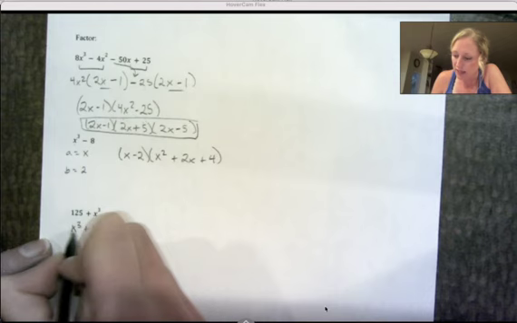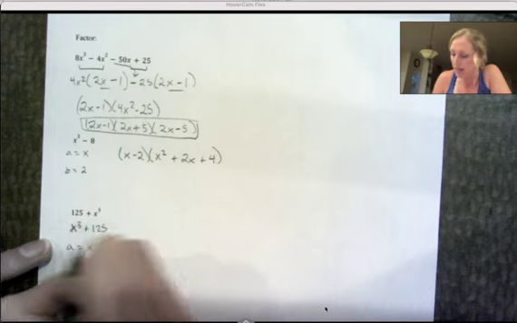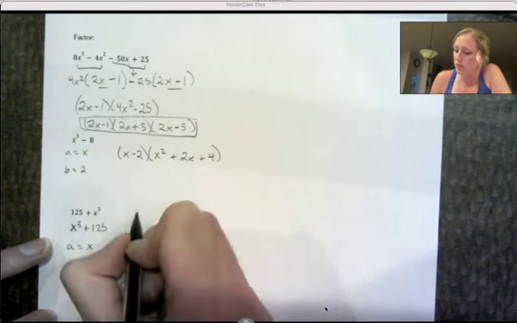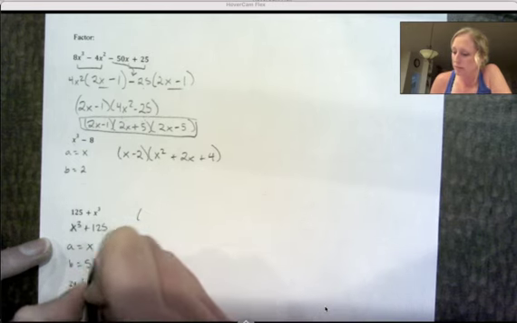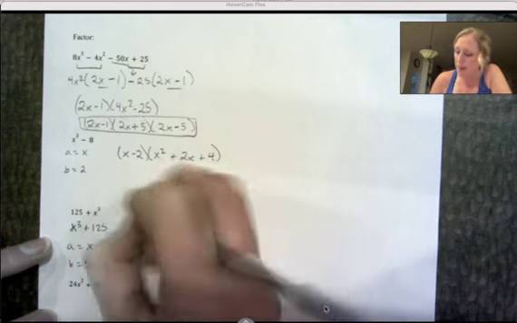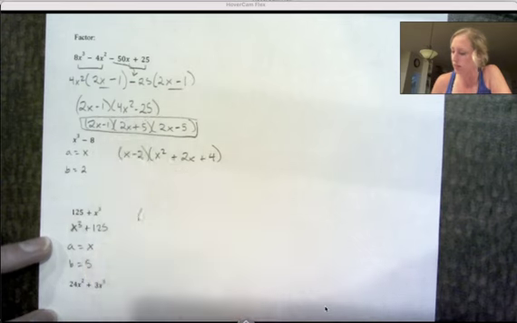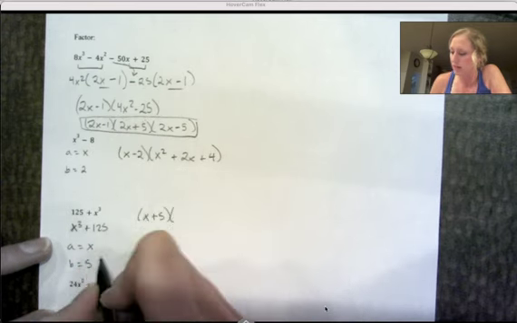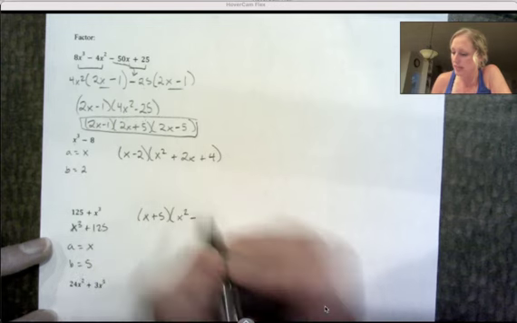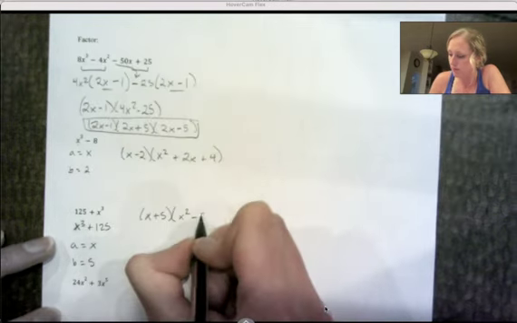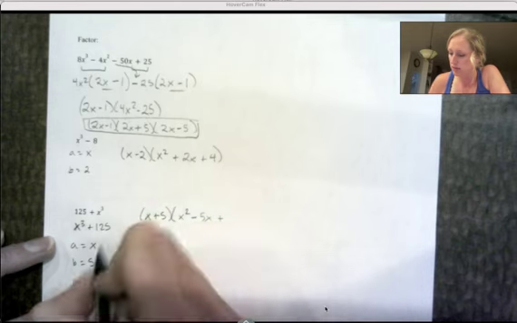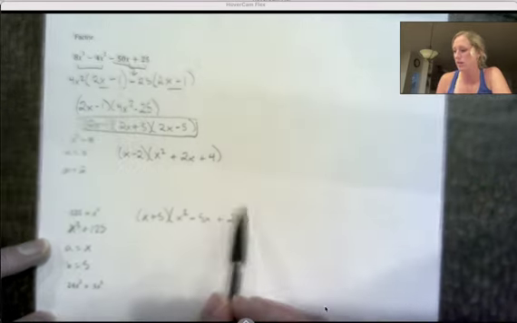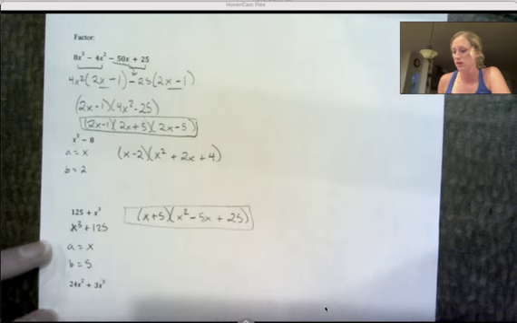So a here is x again. Cube root of 125 is 5. So sum of cubes is a plus b. So x plus 5, and then a squared minus ab plus b squared. All right, and then that is factored.